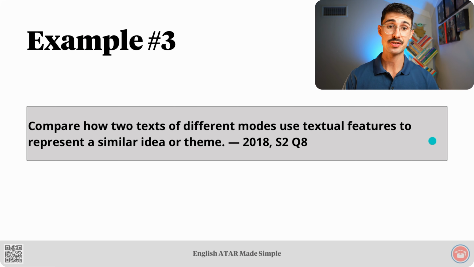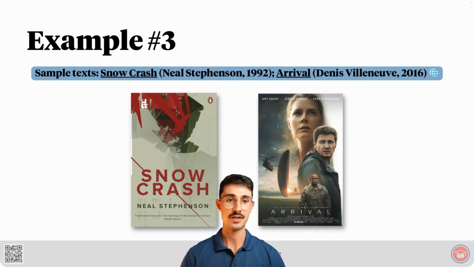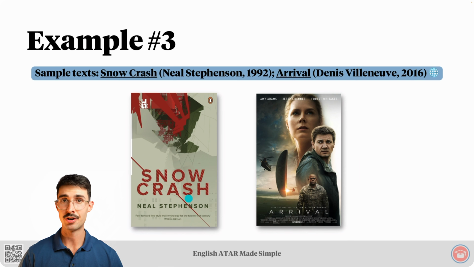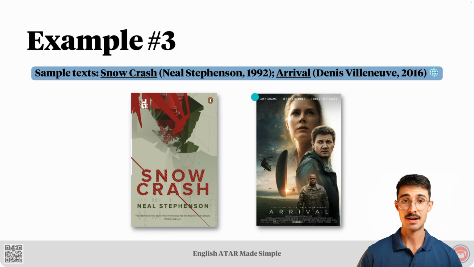Let's do our 3rd and final example. The relevant question is as follows. Compare how 2 texts of different modes use textual features to represent a similar idea or theme. Here are our relevant texts. We have the book Snow Crash, written by Neil Stephenson, which came out in 1992. And we also have the movie Arrival, directed by Denis Villeneuve, which came out in 2016.